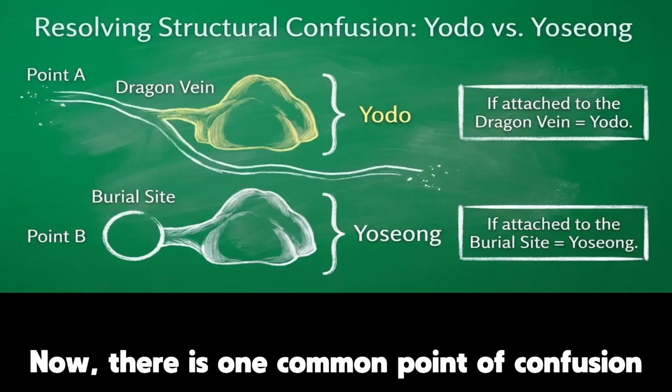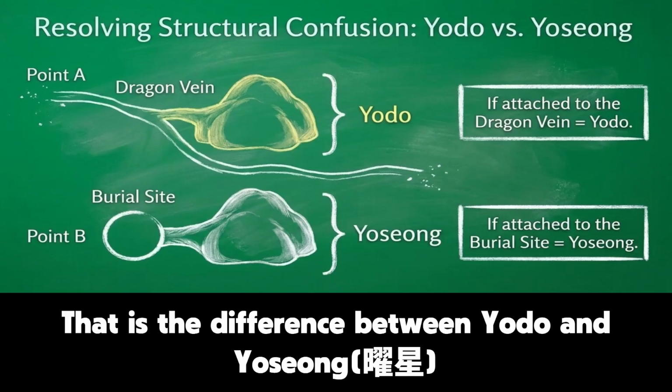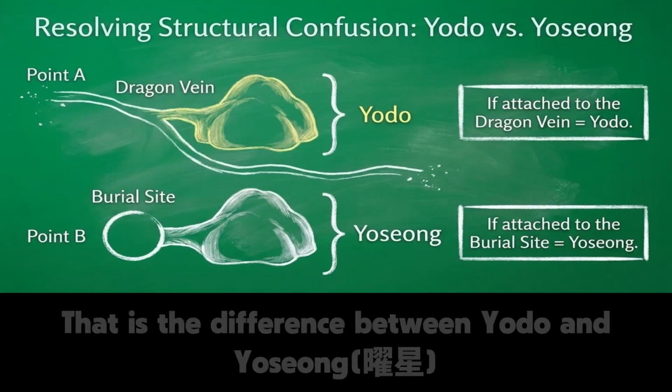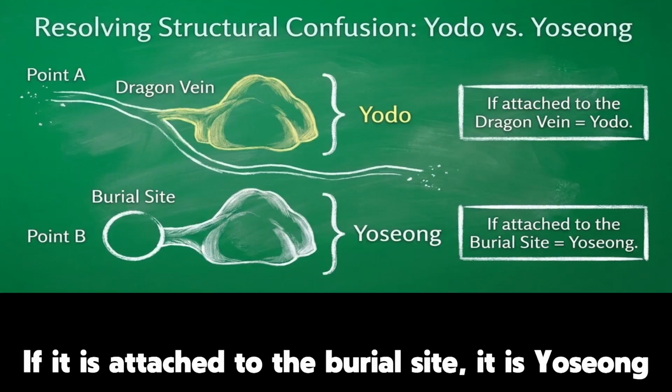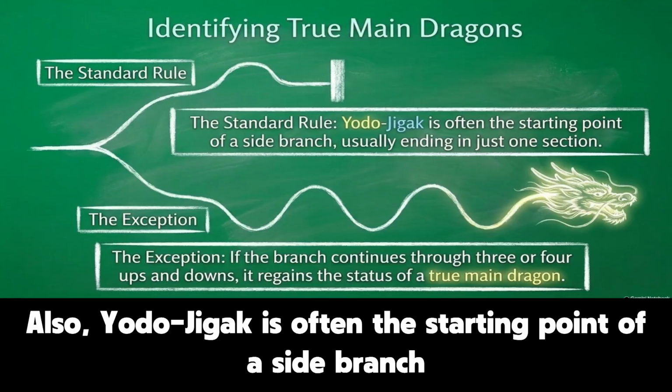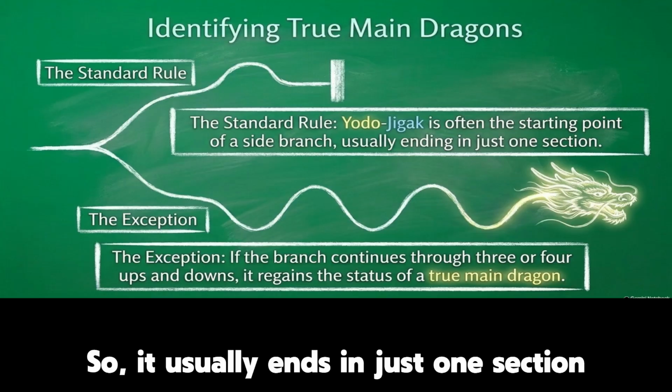Now, there is one common point of confusion. That is the difference between Yodo and Yosung. If it is attached to the dragon vein, it is Yodo. If it is attached to the burial site, it is Yosung. Also, Yodo Jigak is often the starting point of a side branch. So, it usually ends in just one section.